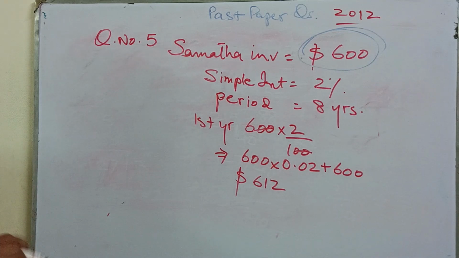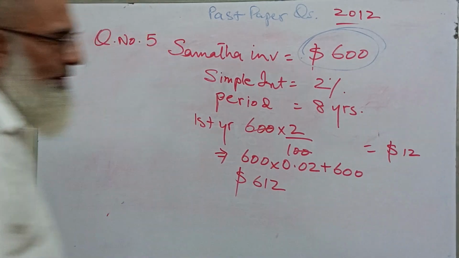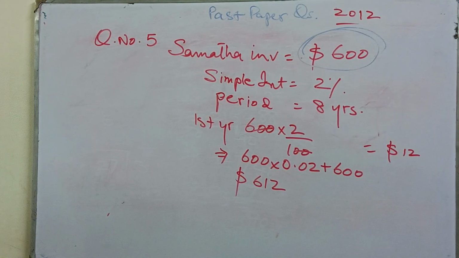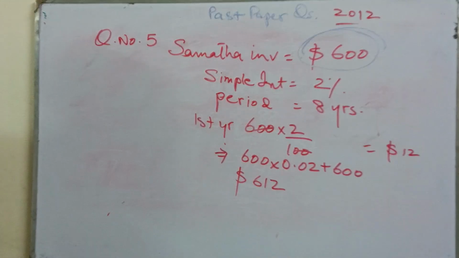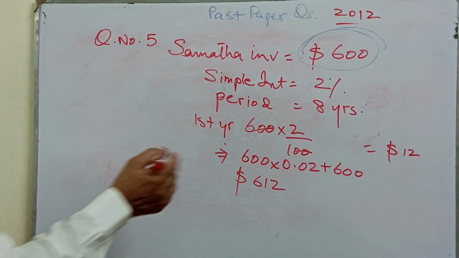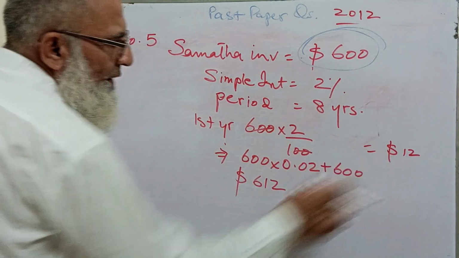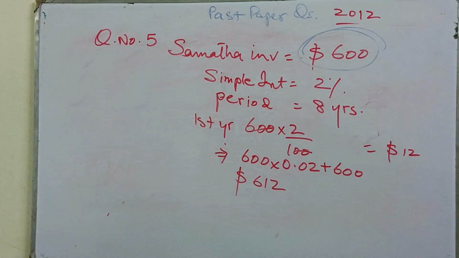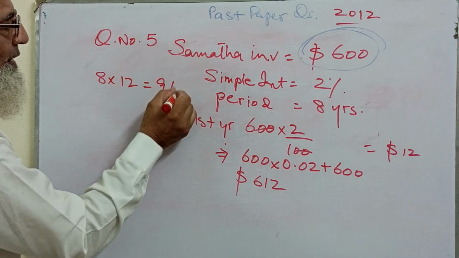So in the next, second year, just keep this $12 somewhere in your working column. In the second year, again it will be $12, and in the third year again $12. In the first year, you know it was $12. Now how many years are there? There are 8 years. Just multiply the period with the interest you have earned. Interest you have earned is 8 multiplied by 12, which is equal to 96.